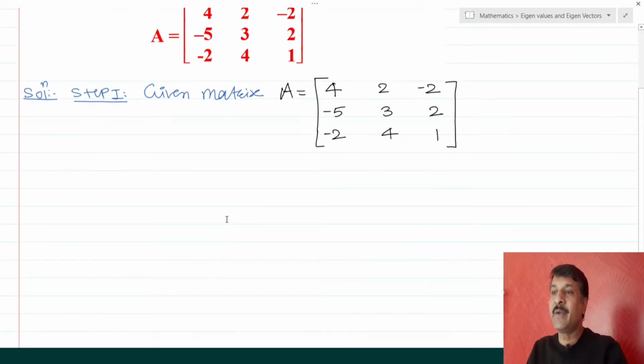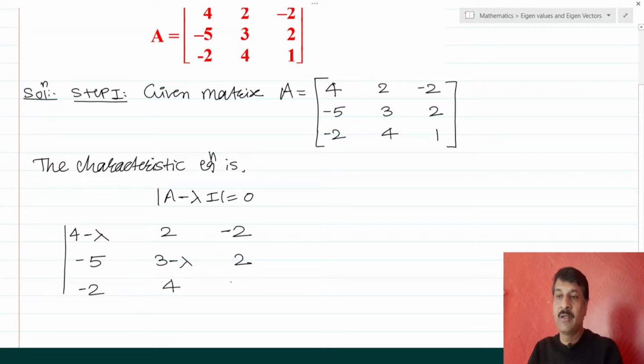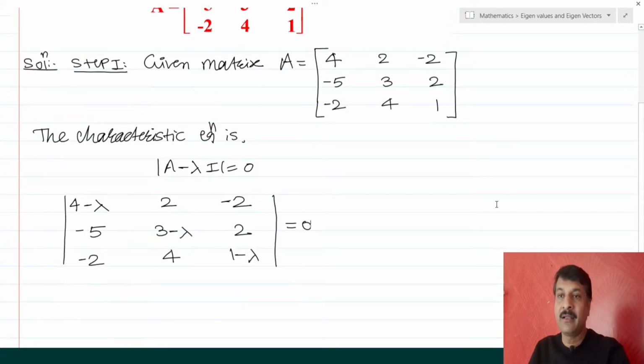So what is the characteristic equation? As we know, the characteristic equation is determinant of A minus lambda I equal to 0. So therefore I am getting here the determinant of 4 minus lambda, 2, minus 2, minus 5, 3 minus lambda, 2, minus 2, 4, and 1 minus lambda. Note that determinant of A minus lambda I is a determinant of the same matrix, only each diagonal element changes to that element minus lambda. So it is a 3 by 3 matrix.